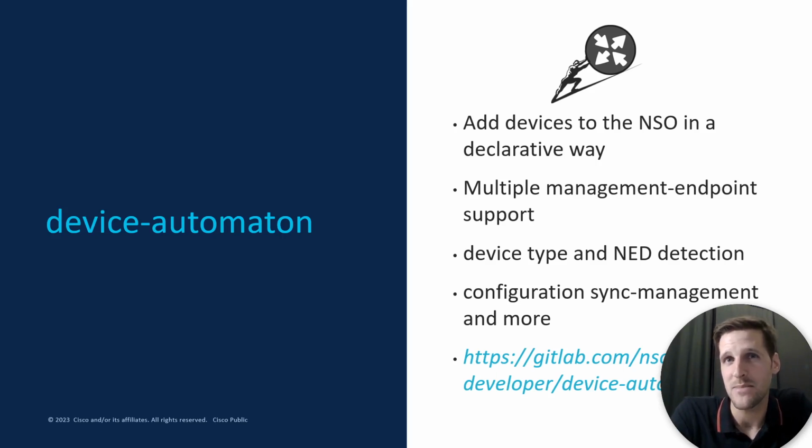One should say that this is something we all need and it could really be part of the NSO, but yeah, it's not, and Device Automaton helps you with that. It comes with loads of nice features also, so it supports multiple management endpoints and can also monitor them and switch to the working ones if needed. It can automatically detect device type and the most suitable NED, and it takes care of out-of-sync scenarios and other features. So check it out, it's also on the NSO developer group on the GitLab.